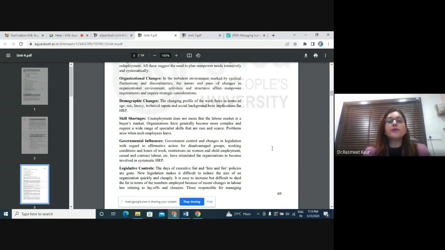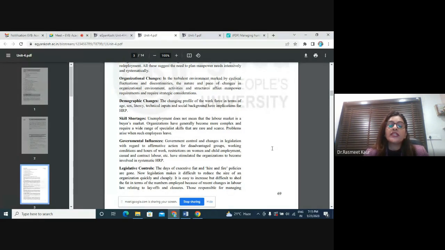So with the changing profile of the workforce, human resource planning helps you to understand, in the particular country where you are running your business, what is the availability of HR, what is the background of the HR which is available, what is their skill set, what is their knowledge level, and then it helps you to do the entire HR planning at the organization level. There are various influences also from the government.